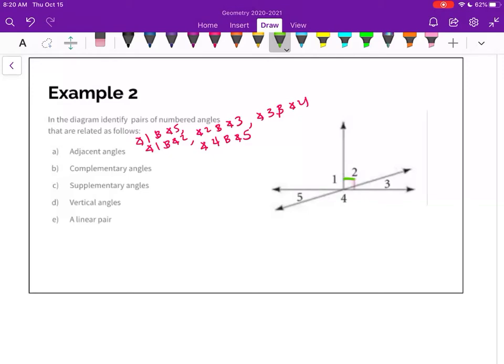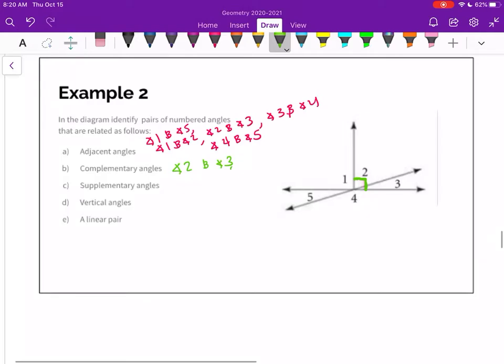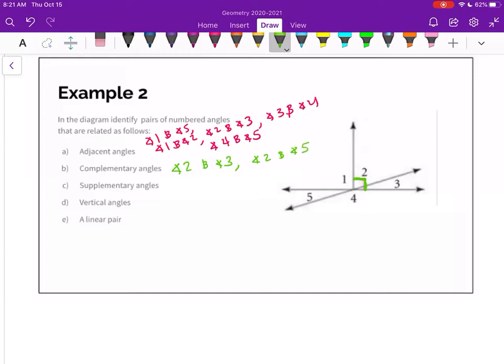So the only thing I know really is that I have a right angle right here. So that would give me that angle 2 and angle 3 together create a right angle. So those would be my complementary angles. We actually have another pair, which we're going to talk about here in a second, and it goes back to that question I just asked you about. So another pair would be angle 2 and angle 5. And we'll get back to that in a second.